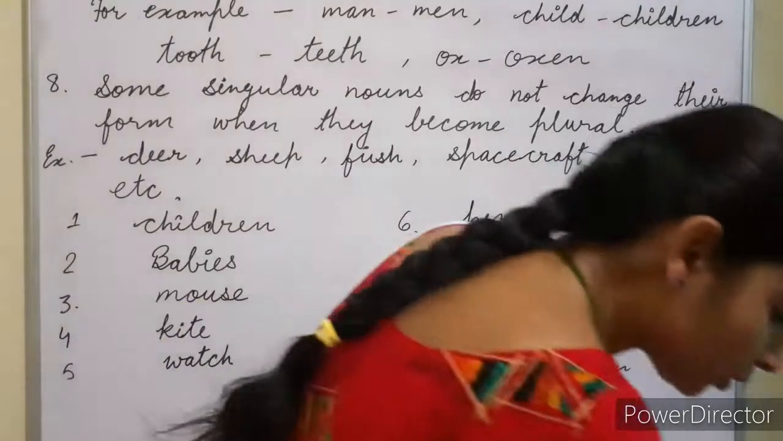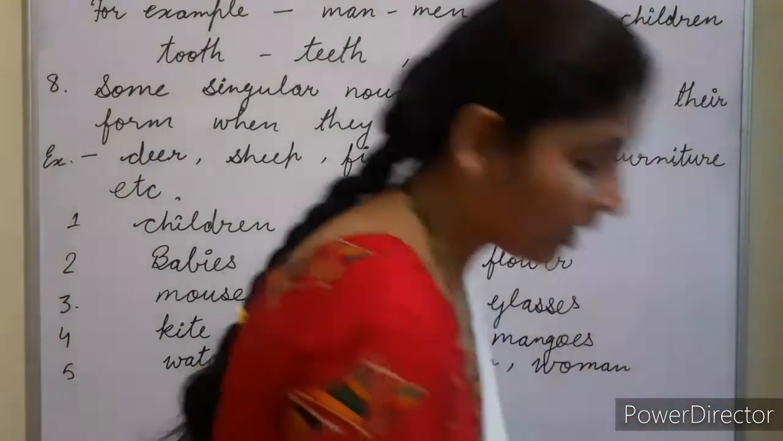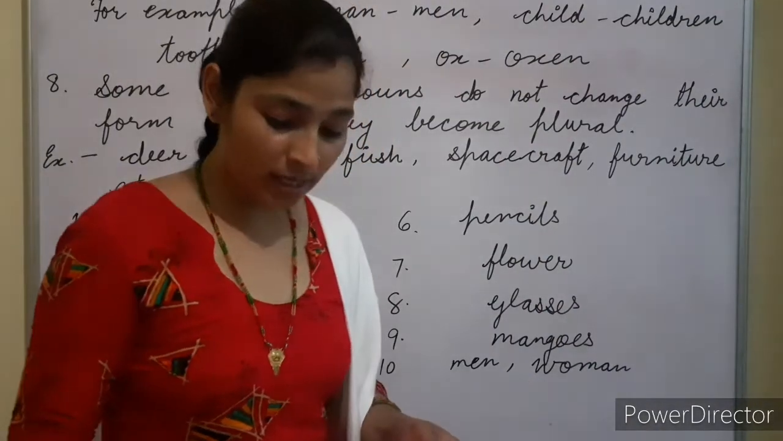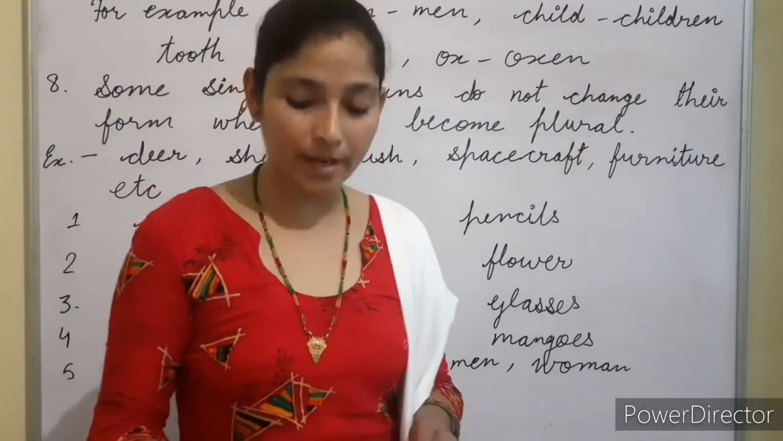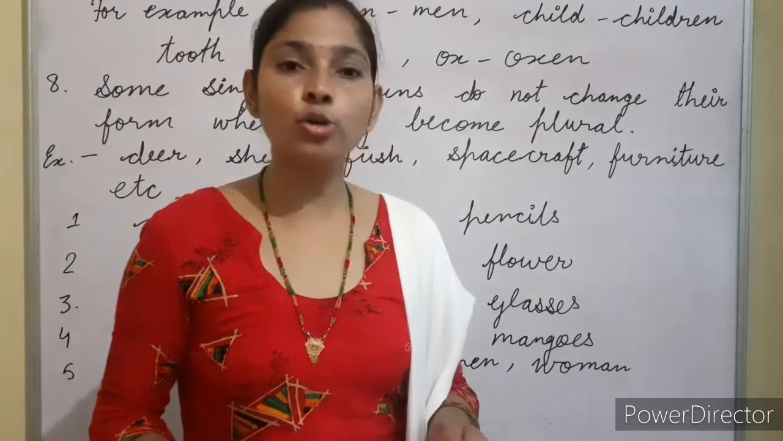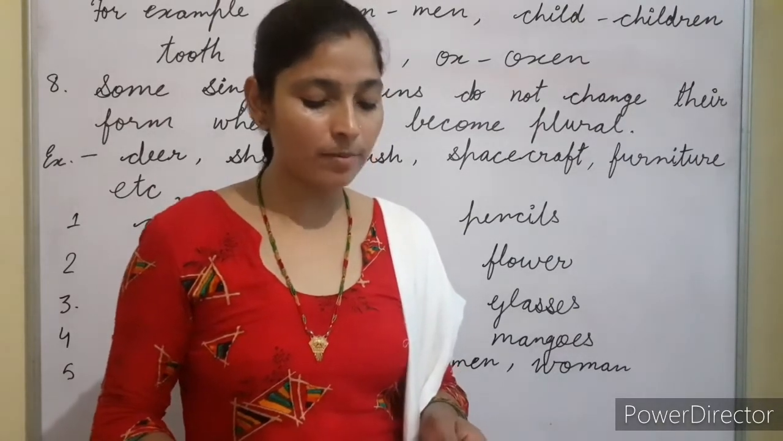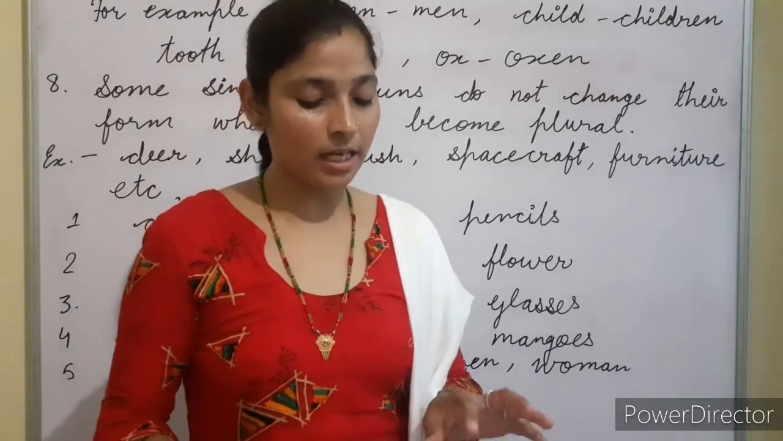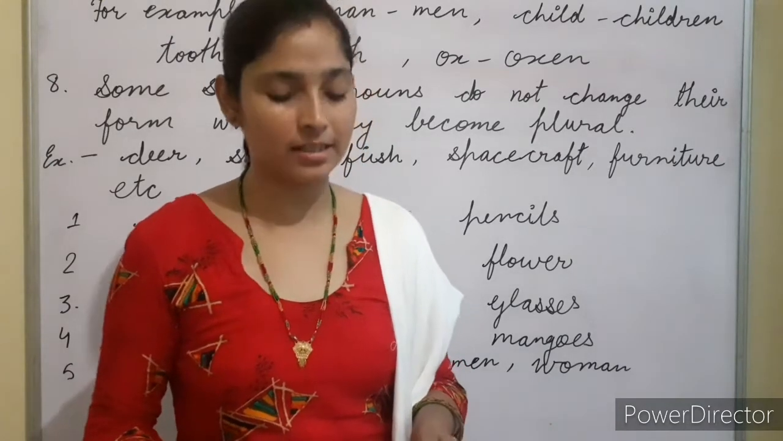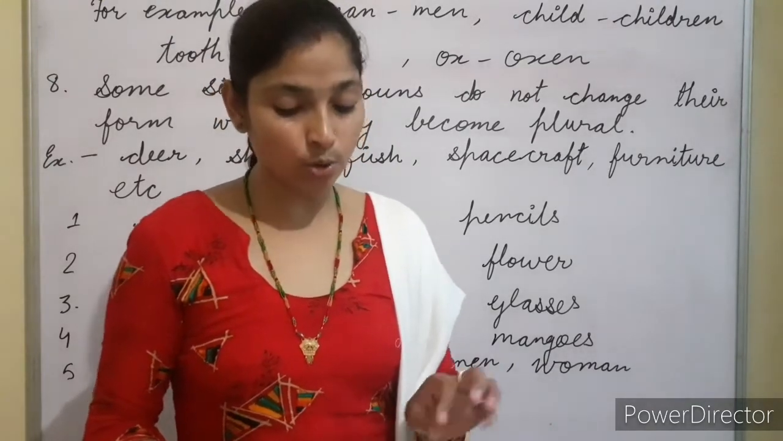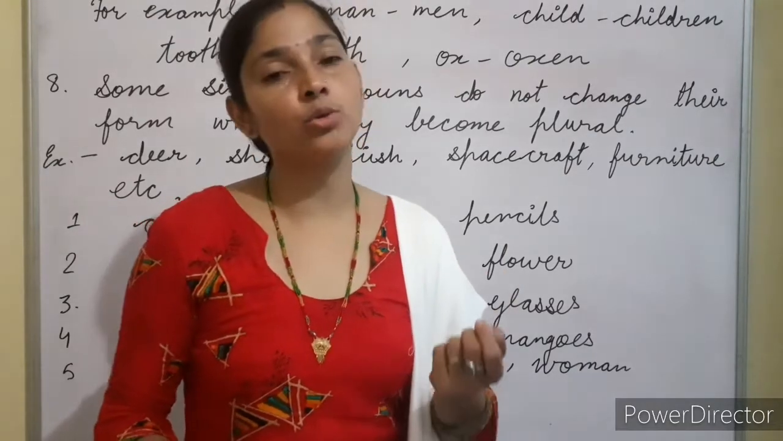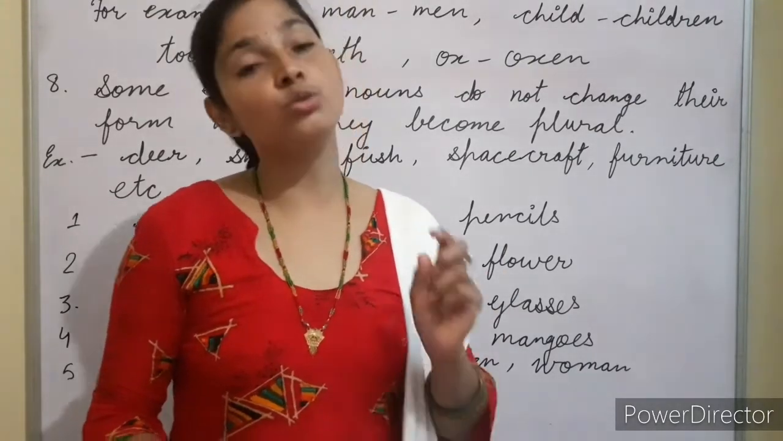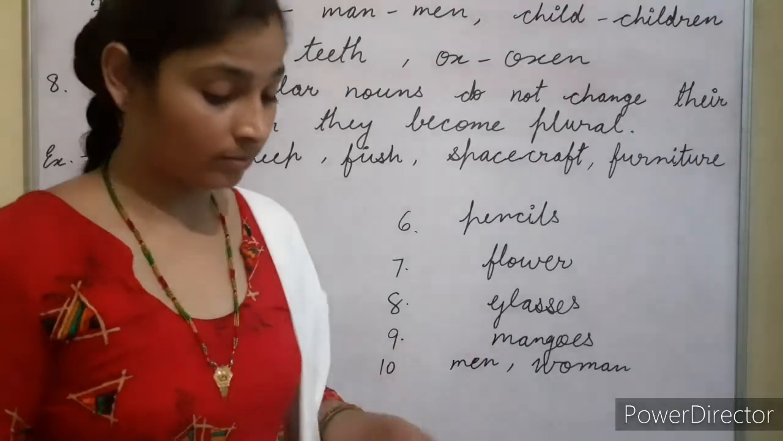Now in your book, students, you are getting an exercise. Your exercise is mentioned on your page number 31. Question is, fill in the blanks by choosing the correct form of noun given in the brackets. Here you are getting 1 to 10 sentences and they are blank. So two words you are getting, singular and plural nouns. So you have to choose the best one.